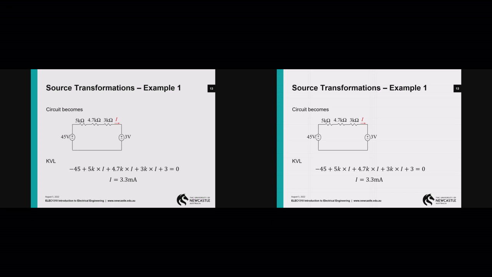Yes. Yeah, so my way of deciding that sign is I'm just trotting around that circle, and because I hit the negative terminal first, I put a negative. So when I hit the 3 volt, I hit the plus terminal first, so I put a plus.